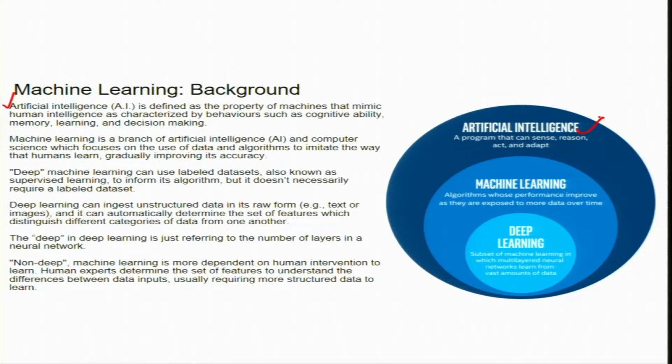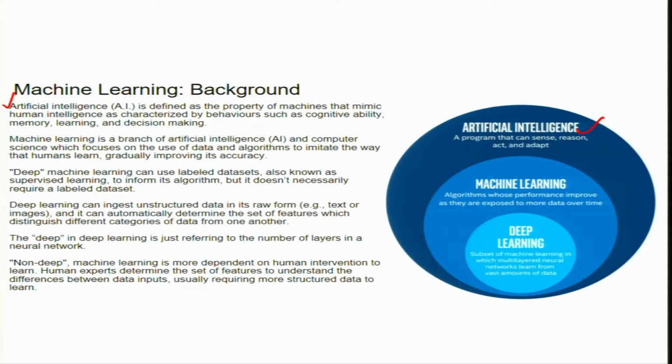As you see, this broad area is often called artificial intelligence. Artificial intelligence is defined as the property of machines that mimic human intelligence behavior as characterized by cognitive ability, memory, learning and decision making.